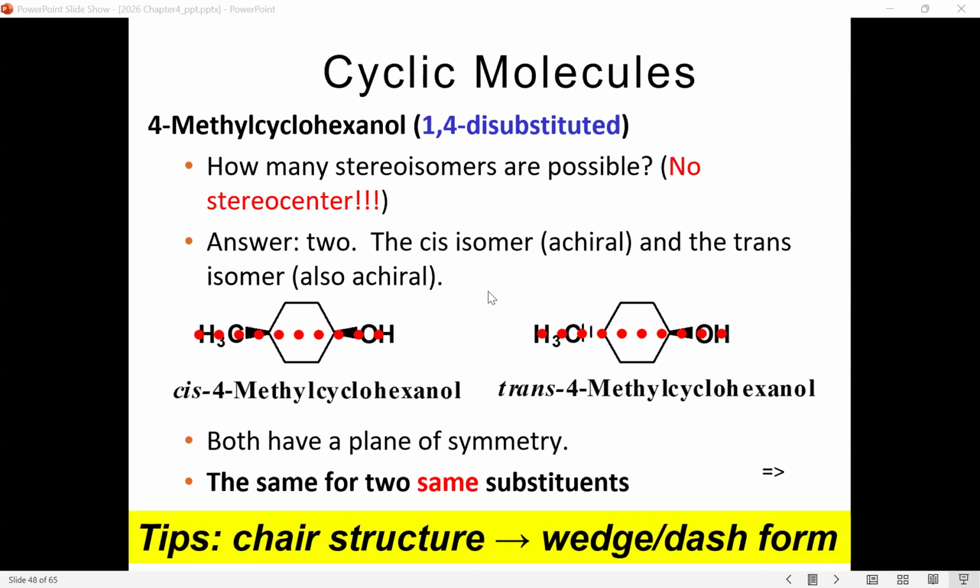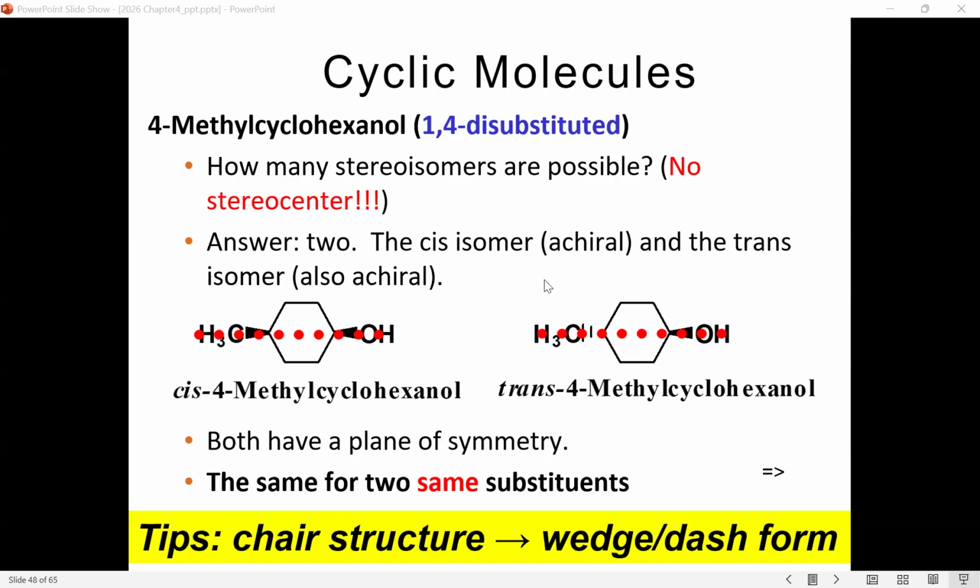So that's a pretty interesting case. Diastereomers do not have to be chiral. They can be achiral, but they are still diastereomers. One stereoisomer and the diastereomer are some the same and some opposite. So the methyl is opposite, and then the OH is opposite. So that's diastereomers.